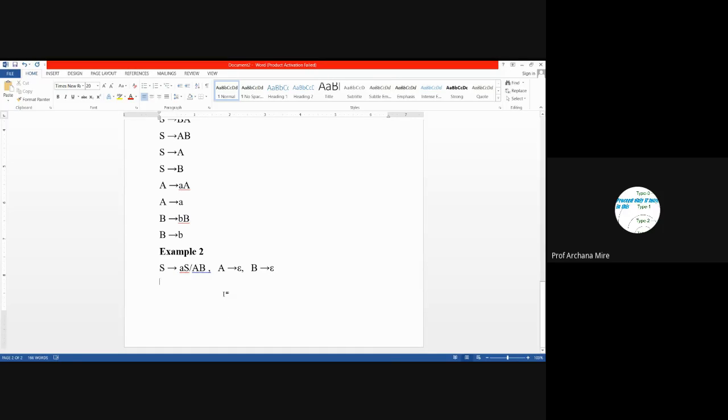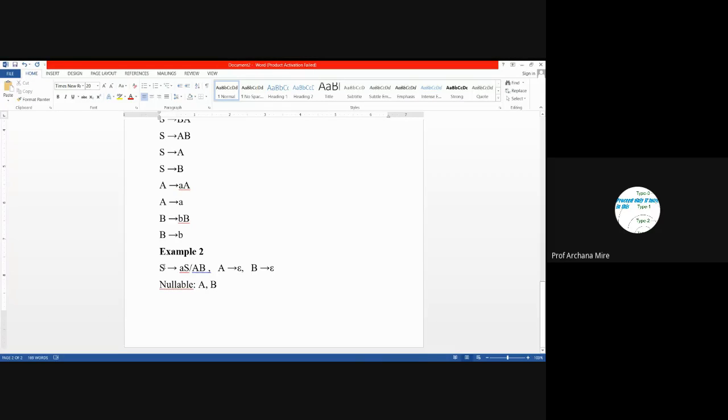The very first step is identify nullable symbols. So which are nullable symbols here? Nullable symbols are those symbols which are directly or indirectly leading to epsilon. So here is a production rule, A leading to epsilon. So non-terminal A is directly nullable. Similarly, this non-terminal B, that is B leading to epsilon, is directly nullable. It is also leading to epsilon. So non-terminal A and B are nullable.